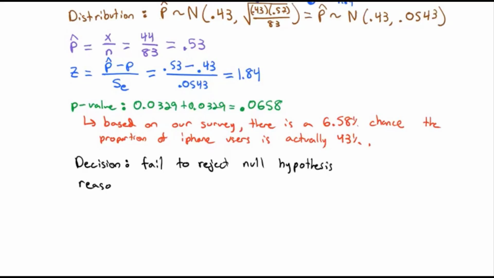The reason for that, really clearly stated, is the p-value, the probability the null hypothesis is true, is greater than that alpha, that minimum threshold. Putting the numbers in there, the p-value is 0.0658. That is greater than the alpha of 0.05. So we failed to reject, and we're ready to make our conclusion.